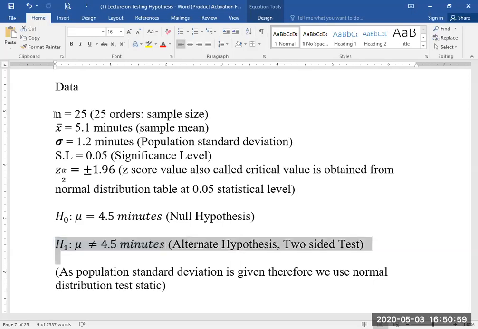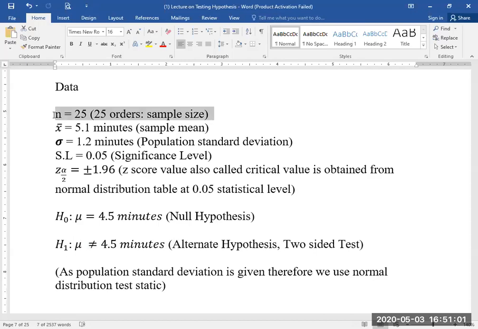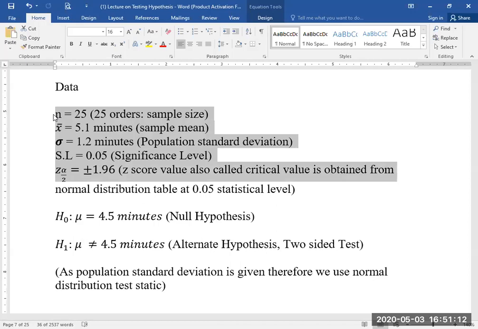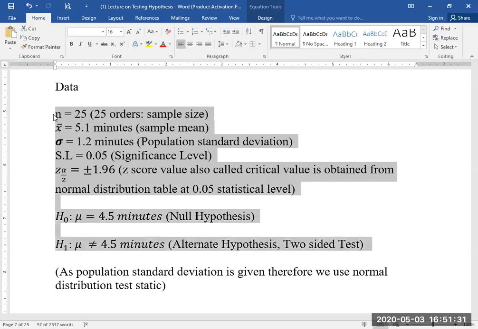The sample observations, students, are 25. The mean from the sample is 5.1. The standard deviation is given as 1.2. The significance level is 0.05. The rejection region from the normal distribution table has been calculated as plus minus 1.96. Because it is two tail, I have used the plus minus sign to denote the negative and positive rejection regions. Null hypothesis we have discussed, alternate hypothesis we have also discussed.